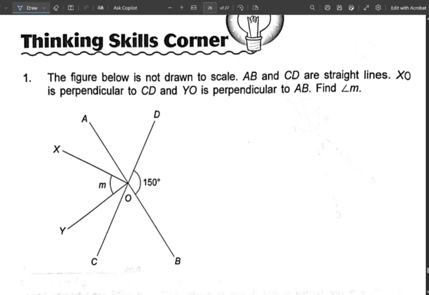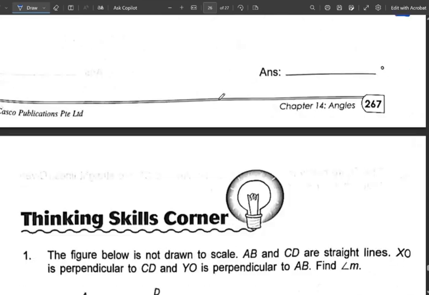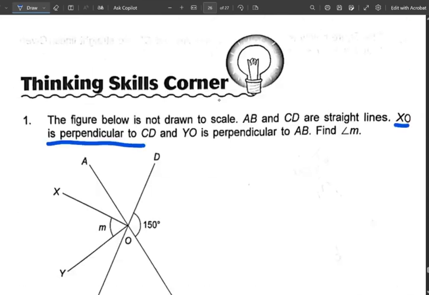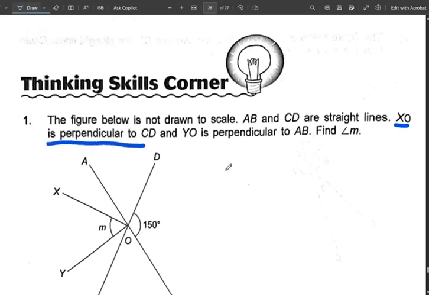Now, what I want to do is really simple. Let's read the next part. XO is perpendicular to CD. What does it mean when it is perpendicular? It forms a right angle, 90 degrees. You guys are saying the right things at the right time. So, which one will form a 90 degree?